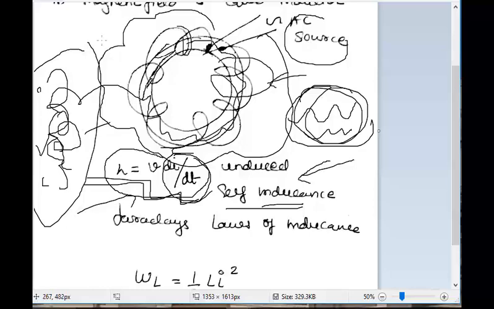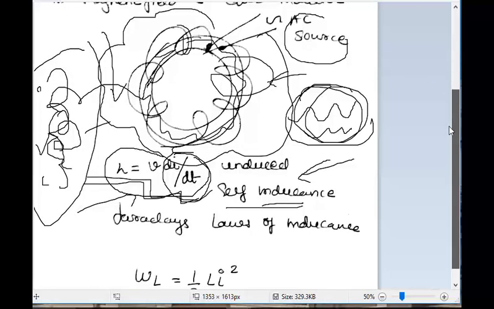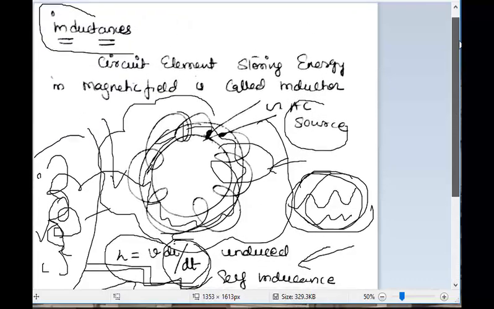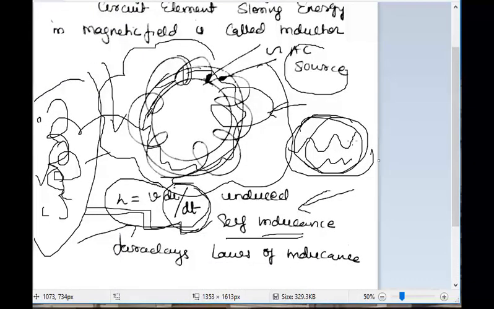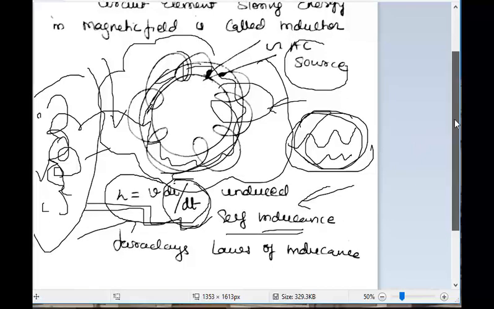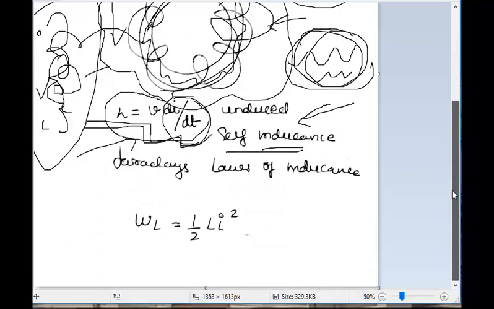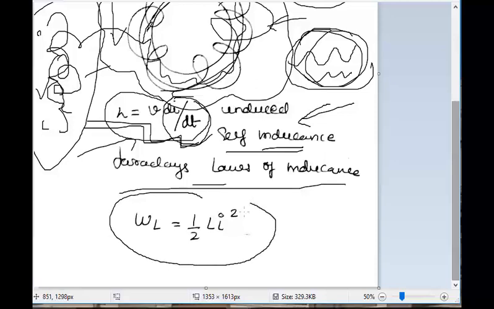You would have seen that I have already uploaded a full series of lectures about the transformer, so you can go through the theory in those lectures and understand it. Again, the transformer works on the same principle of mutual induction. This is given by Faraday's law of induction, and the energy stored in the inductor is given as half L i square, where i is the current flowing through the circuit. So that's all about the three important elements: resistance, inductance and capacitance.